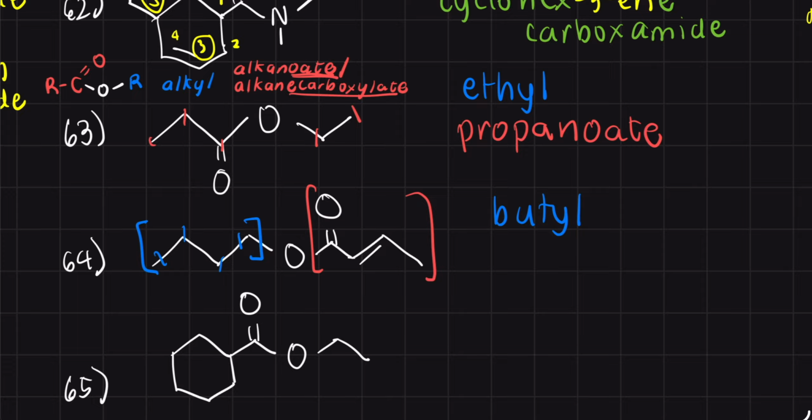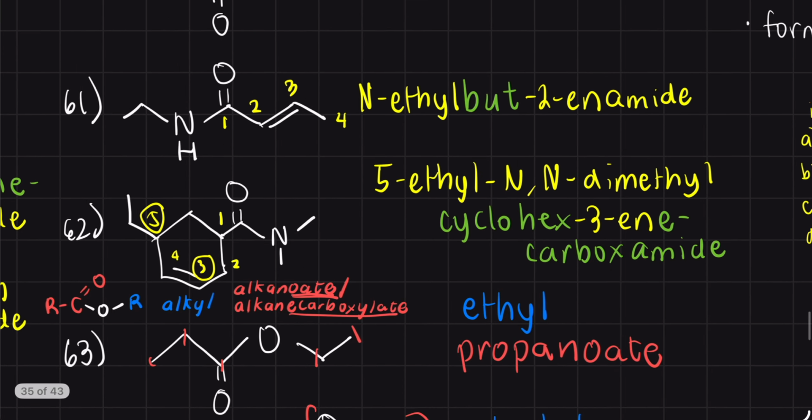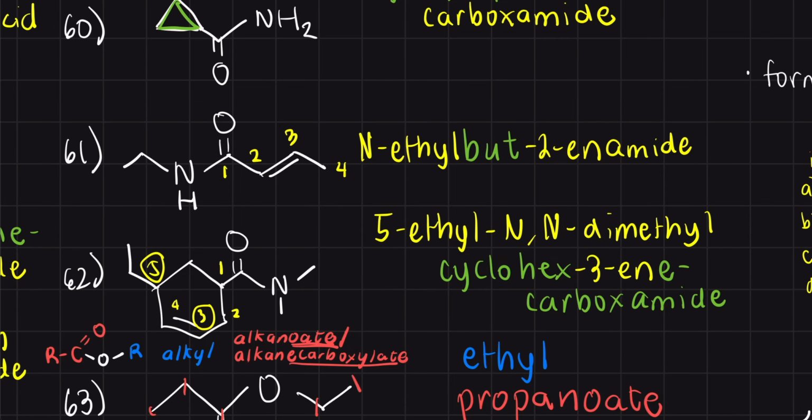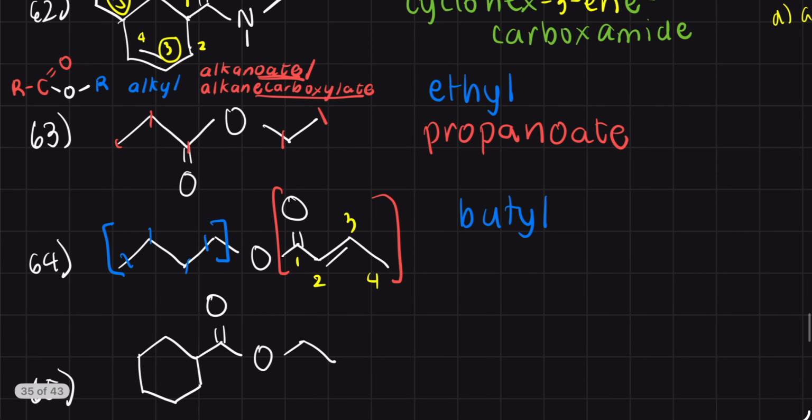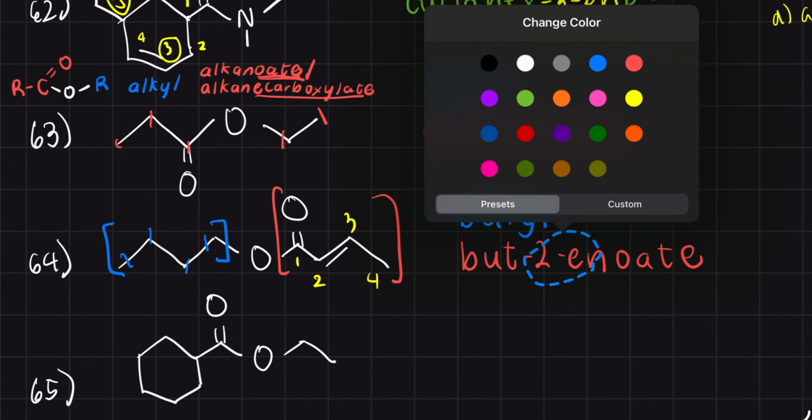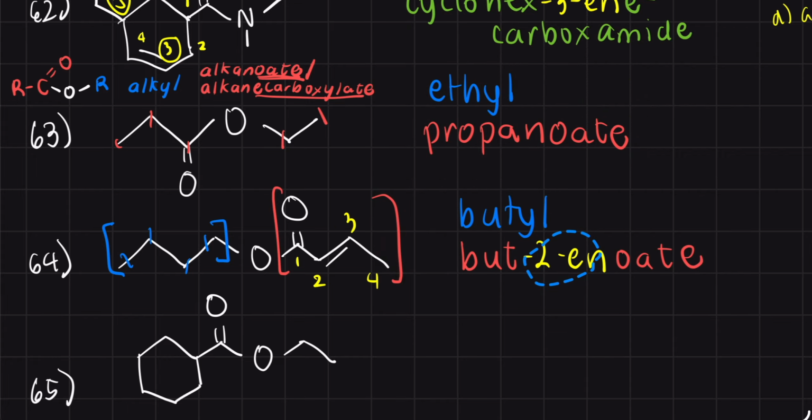Space. How about this? I clearly have 1, 2, 3, 4, but there's a double bond between 2 and 3. You know what? It looks a lot like this one, right? So it's going to be butene, well, not amide, but butenoate, right? So this is now going to be but-2-en and then oate. Okay? And of course, the 2-en is with respect to the double bond. So I'll just change the color.